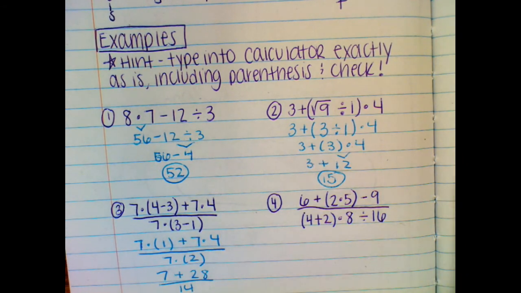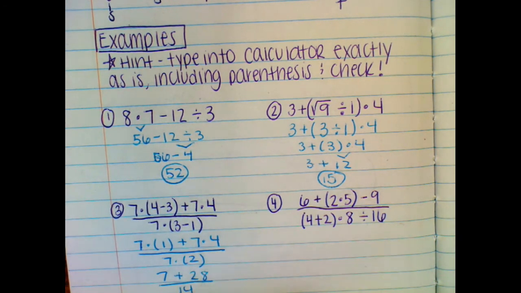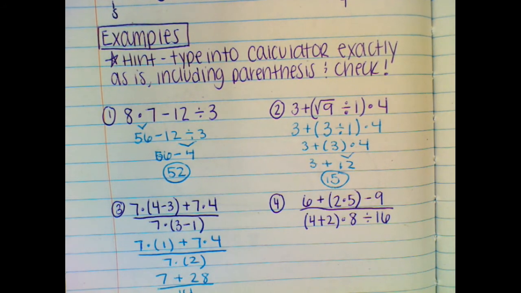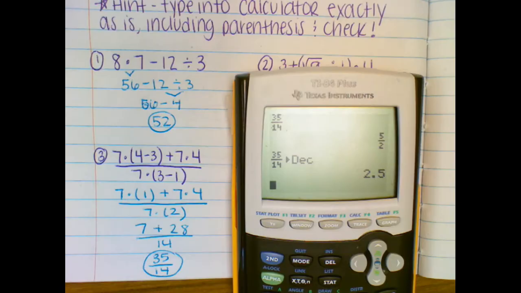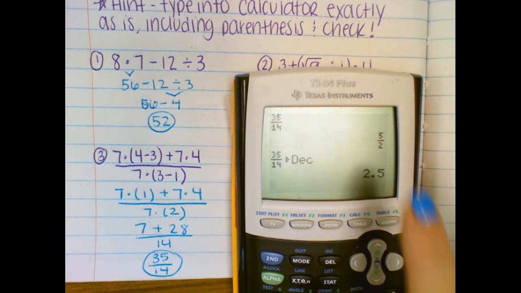And if I type this in my calculator, I will end up getting 35 divided by 14, and I can type that in. And just to show you quick, if I type in 35 over 14, I get 5 over 2. I can type that in, or I can type 2.5.